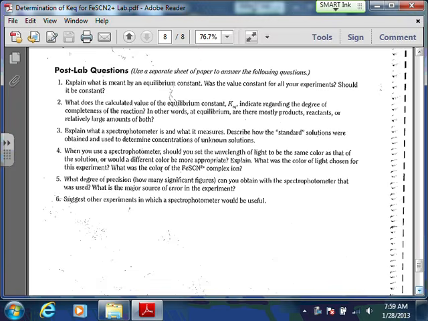Explain what a spectrophotometer is and what it measures. Describe how standard solutions were obtained and used to determine concentrations of unknown. Okay, hopefully after everything else we've talked about, that makes sense to you. A spectrophotometer basically measures absorbances, and maybe I can talk a little bit more about that quickly. Basically what a spectrophotometer does is it measures the absorbance of certain wavelengths of light.